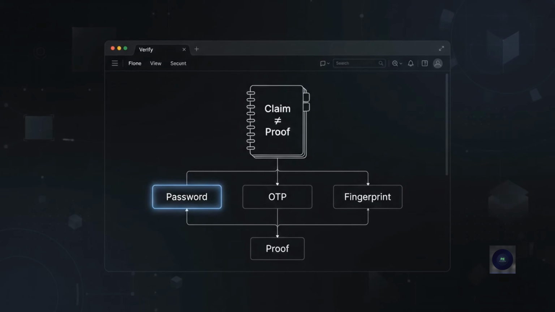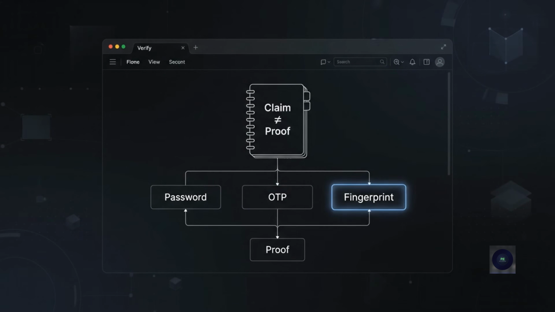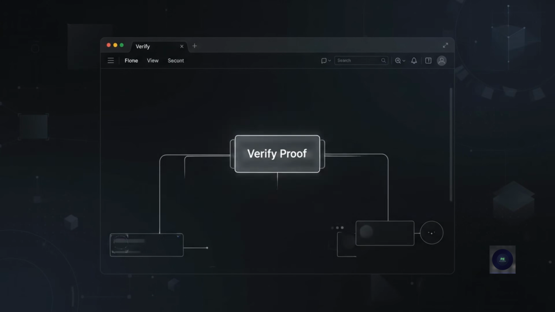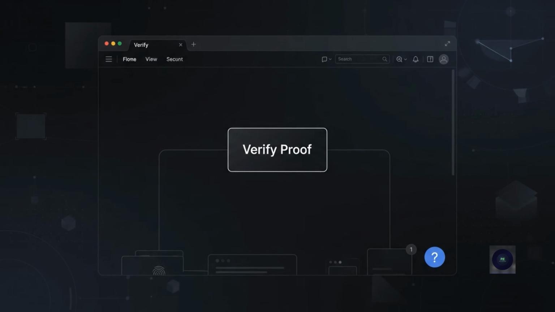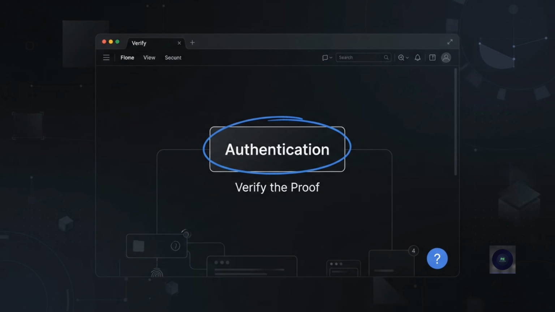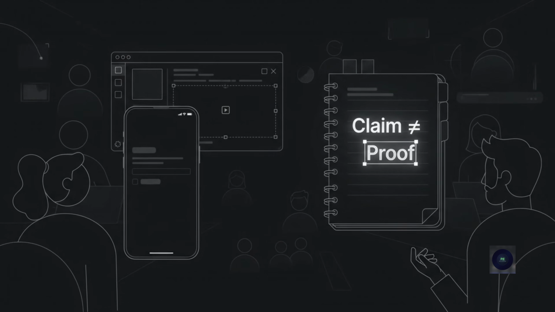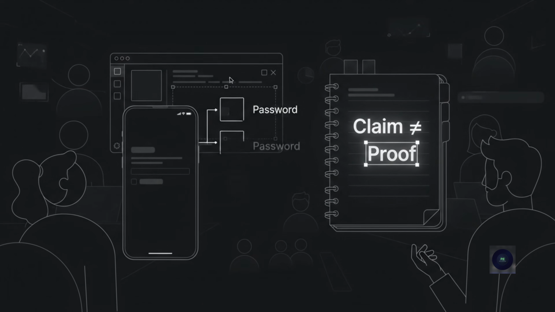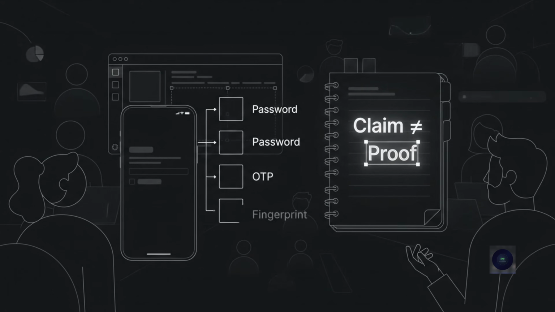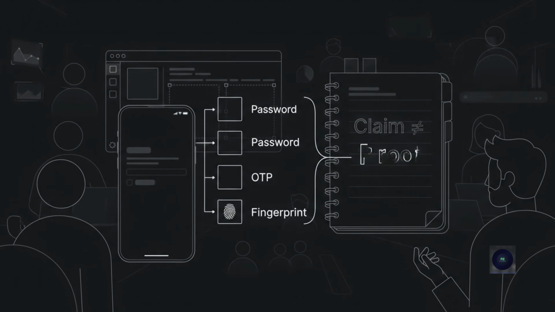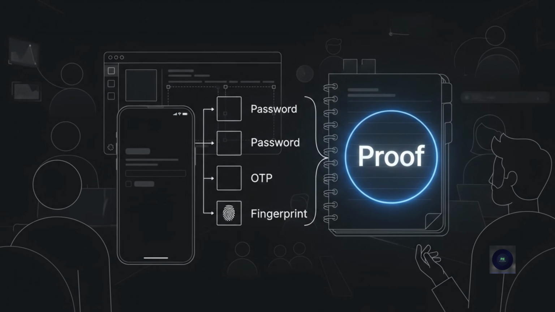The application doesn't care whether you use a password, an OTP, or a fingerprint. It only cares about one thing. Can you prove your claim? It's called authentication. It means verifying the proof. So what kind of proof would actually work? Ways to prove who you are. But can you prove that you really are who you claim to be?